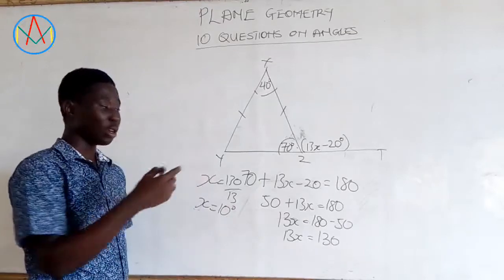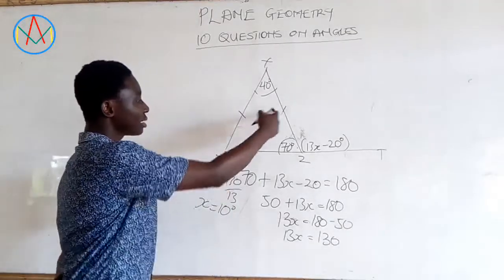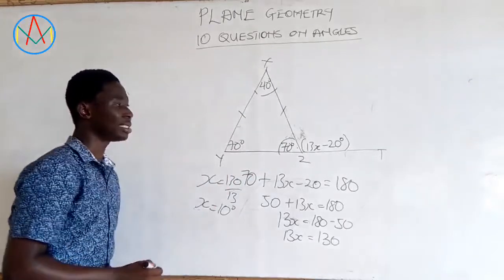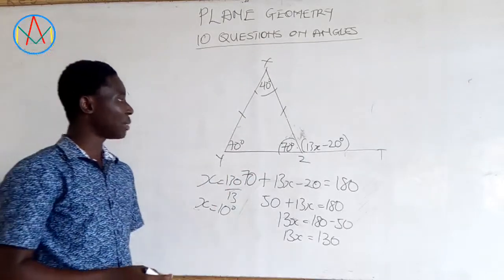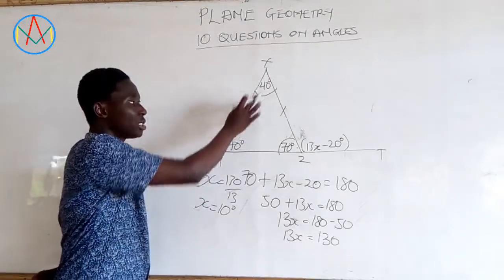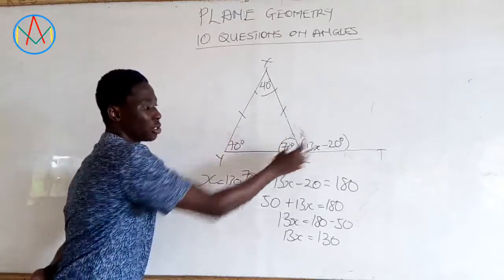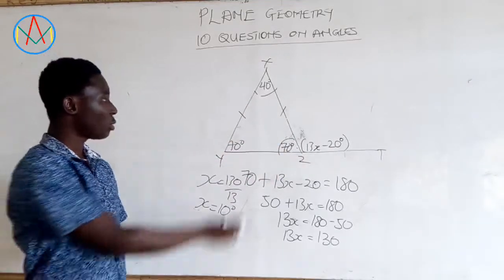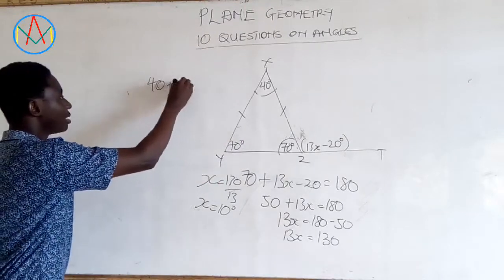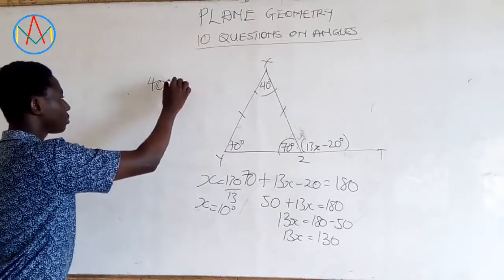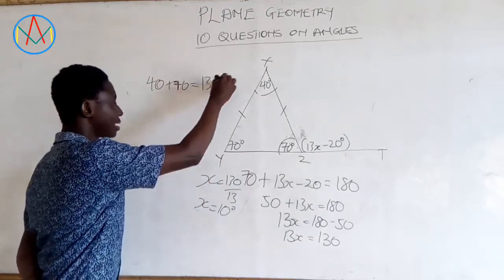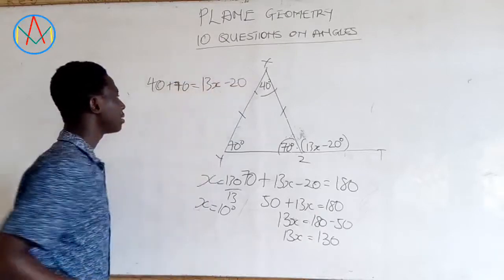Now let's look at a different way of solving it. Since this side is equal to this side, you can see that here is also 70 degrees. And we are going to use the property of a triangle, which states that the sum of the two opposite interior angles of a triangle is equal to one exterior angle. So we are going to add 40 to 70, 40 plus 70, and we equate it to 13x minus 20.